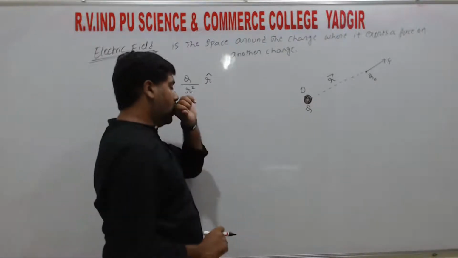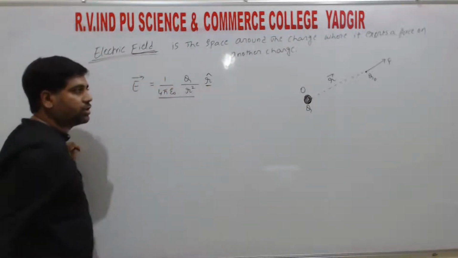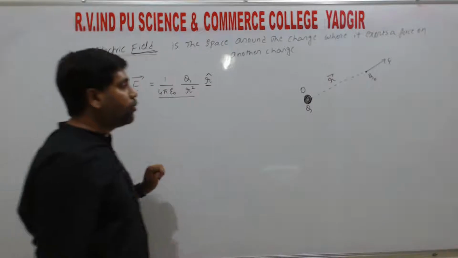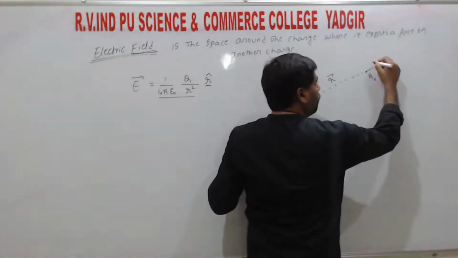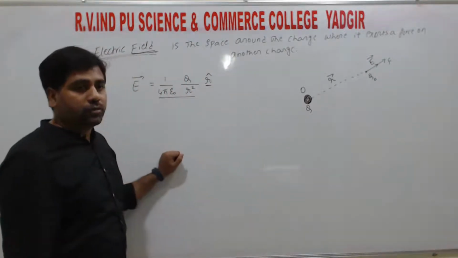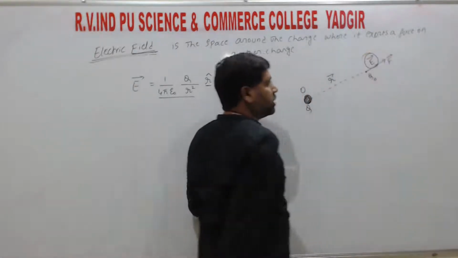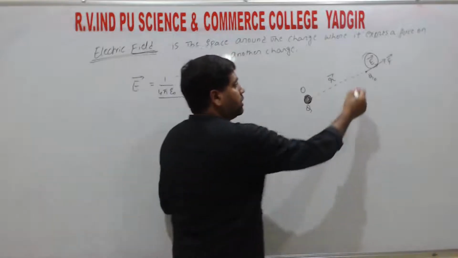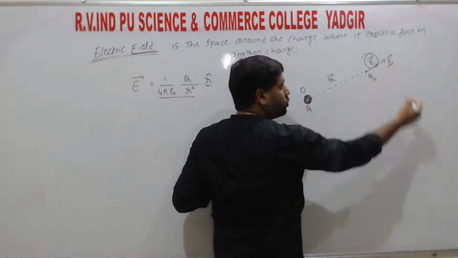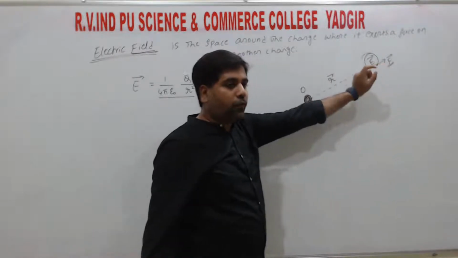This gives the magnitude, and r cap is the direction. In which direction does this electric field act? The electric field at any point on the charge is in the direction of the force. So the electric field is also in the direction of the exerted force. In whichever direction the force is, in the same direction we take the electric field, because the field exerted by this charge on Q0 produces the force F. That's why we take it in the same direction as the force.